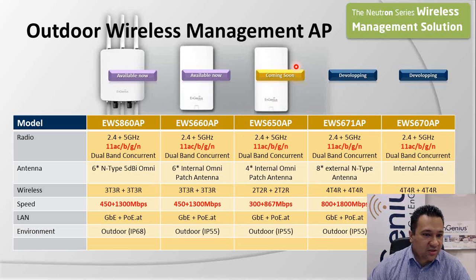We will soon have the 650 access point, which is a 2T2R solution, but still on 11AC. Actually, all the outdoor access points are going to be 11AC. For the EWS, we have 2 models currently under development. They will be 4T4R solutions, which is new, for higher bandwidth to cater to our clients. These are under development, so I'm just pointing out that we are busy extending our product line.